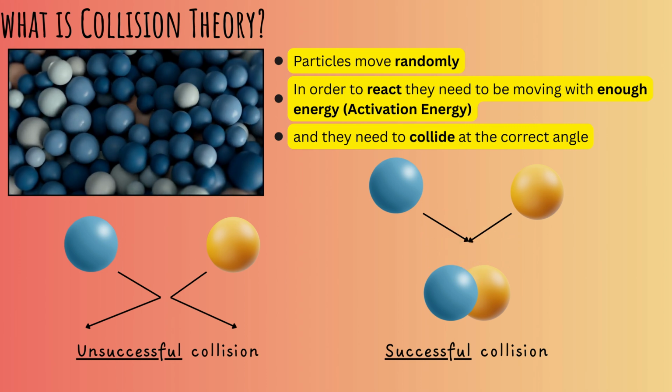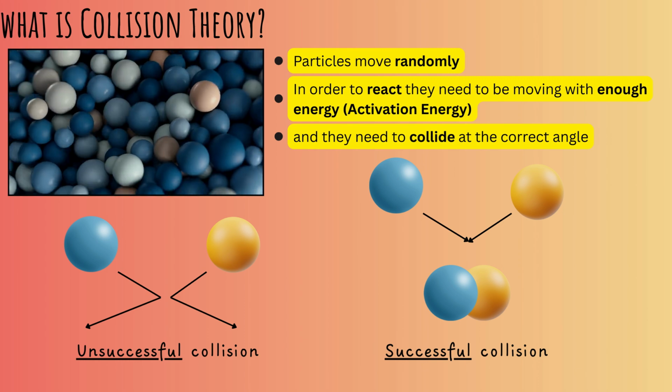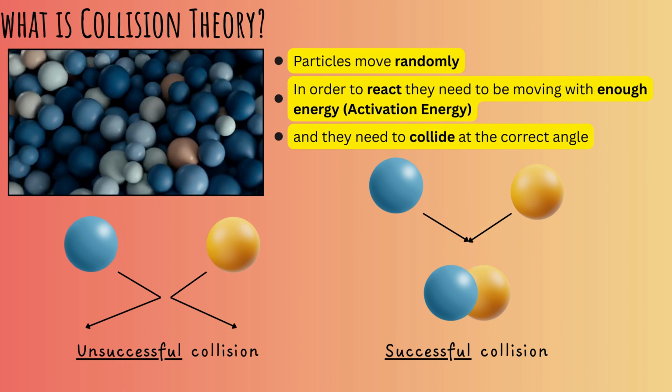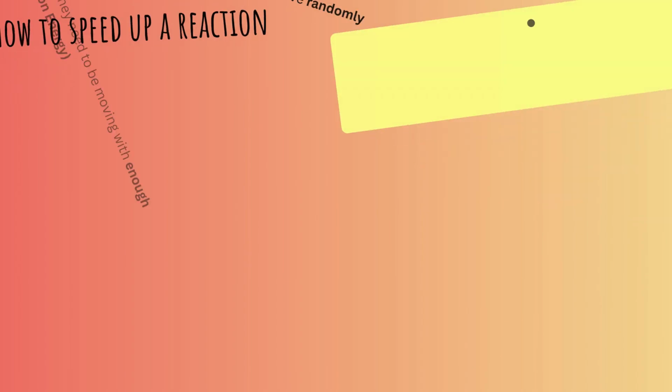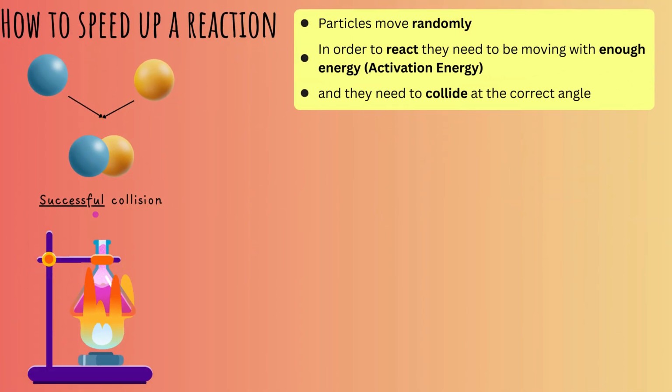In summary, collision theory is the idea that particles move randomly, and in order to react, they must collide with enough energy and at the correct angle. Obviously, we can't sit around all day waiting for some reactions to happen, so we can help them along to react a little bit faster.